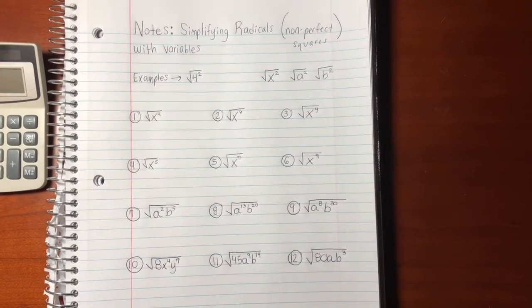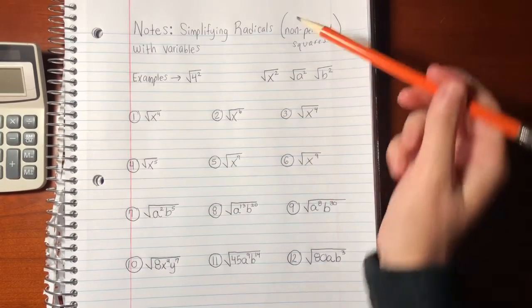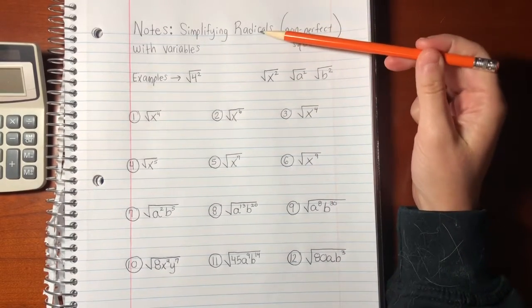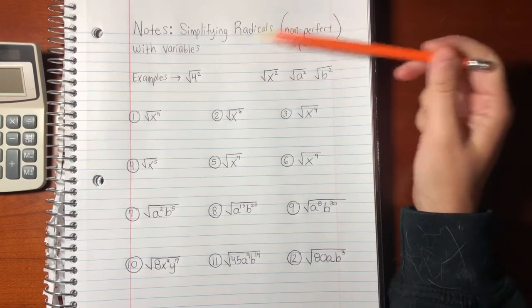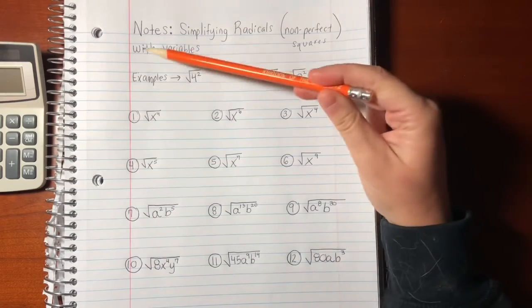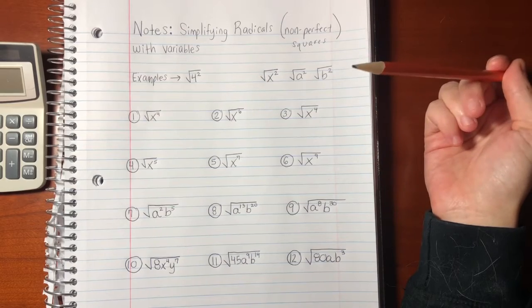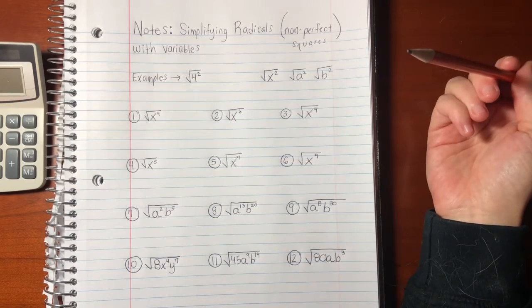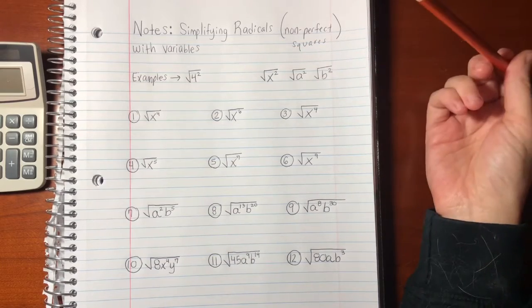Hey guys, so this is going to be a quick instructional video kind of piggybacking off of simplifying non-perfect squares or radicals. I'm going to be interchanging the words radical and non-perfect squares. They mean the same thing, okay? But with variables this time. So you guys had practice on simplifying radicals, just the numbers under the radical symbol, right? But now we're actually going to involve some variables, meaning letters, right?